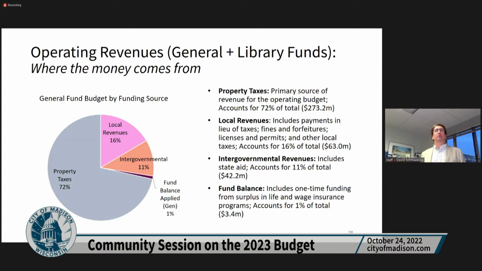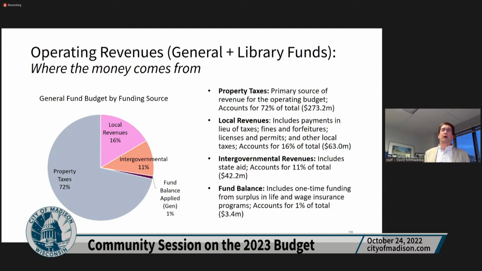So we talked about big picture, the expenditures and expenditures by function. How do those expenditures get funded? Almost 3/4 of the budget, the general library fund budget, comes from property taxes. Another 16% is what we call local revenues. So those will be things like parking violations, building permits, and other sort of licenses and local taxes, the city's share of room taxes, for example. This accounts for about $63 million of total revenues. Intergovernmental revenues are state aids, particularly what we call shared revenue, as well as general transportation aids. And that's about $42 million or 11% of that revenue stream.